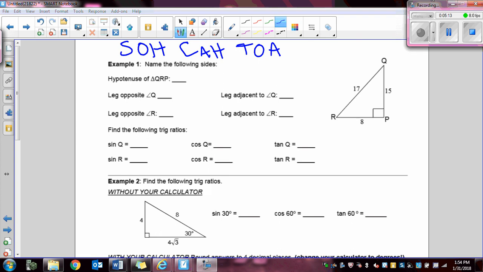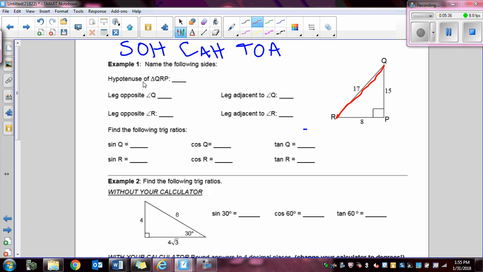Let's first fill this out. Example 1. Name the following sides. What is the hypotenuse of my triangle? So remember, I'm always going to try to make my hypotenuse red. And it looks like, since it's the only one that's opposite that 90-degree angle, 17 is my hypotenuse. So this is going to be red.